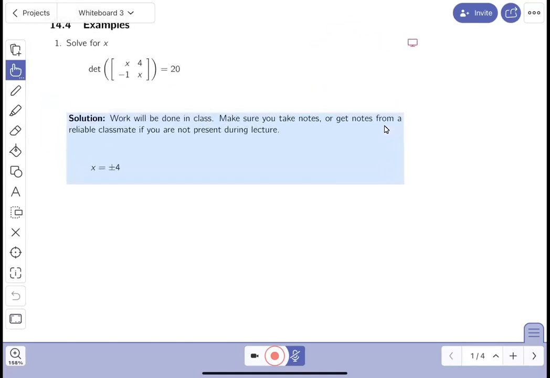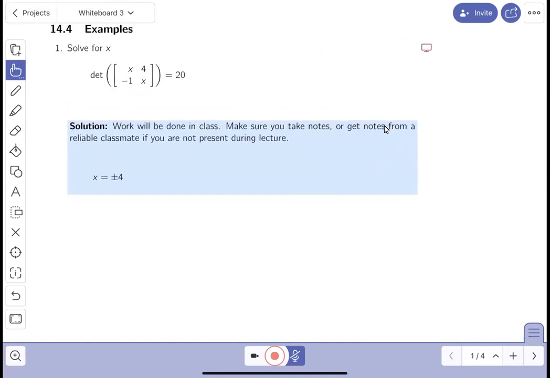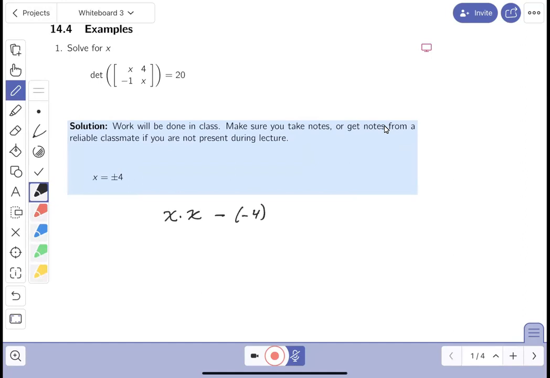And I'm just looking at it, and it says determinant of this square matrix. Well, that's pretty simple. It's the multiplication of the diagonal, x times x. I'll write that down for you. Minus the multiplication of the other diagonal, which is minus 1 times 4. Oops, sorry about that. I made a mistake there. Minus 1 times 4. All right.